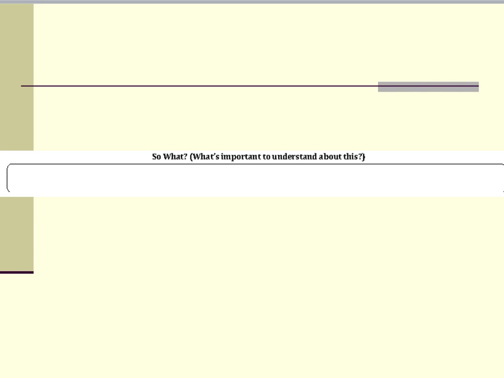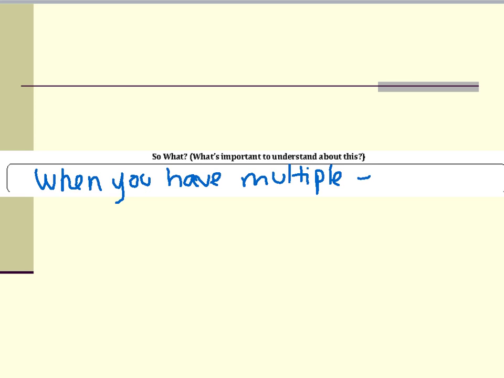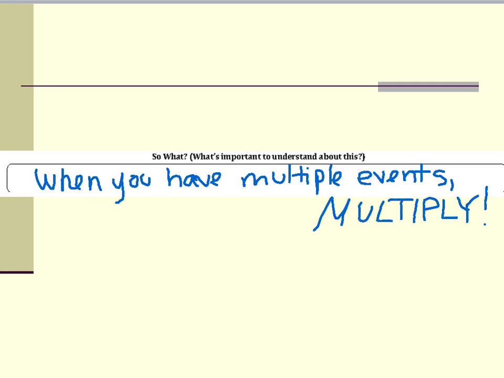The thing that I want you to remember, what's really important for these problems, is when you have multiple events, so more than one event, multiply. We're not adding for these, we're multiplying. When we have multiple events, we multiply.